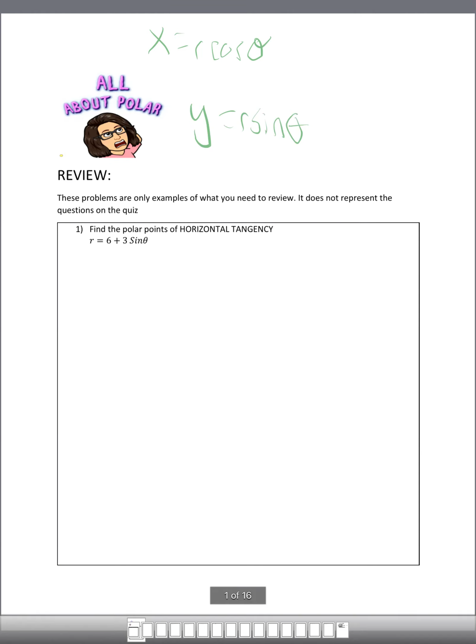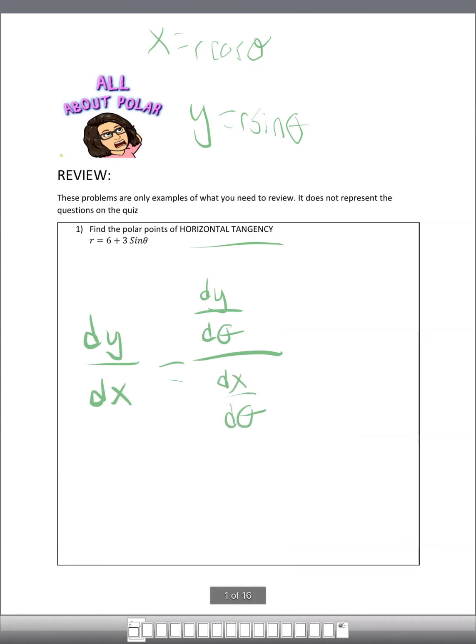Horizontal tangency. Remember, tangency is slope, so it's the derivative. How do we find the derivative of a polar equation? Well, it's the same as before. It's dy over dx, right? But for polar equations, you need to consider dy over d theta over dx over d theta in order to figure out what dy over dx is. Once you put this value on top of this value, you get your dy over dx, or your derivative. Does that make sense so far?